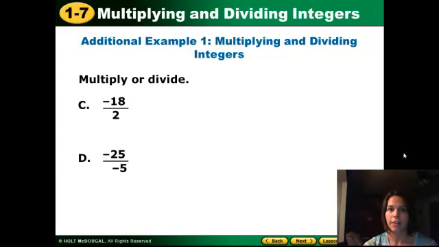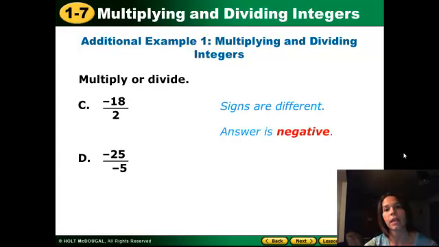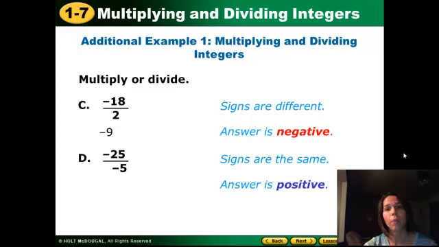On the division side of things, I follow the same rules. For C, negative 18 divided by 2, my signs are different, so I know my final answer is going to be negative. I would go ahead and write that negative sign in right away so that I don't miss it. 18 divided by 2 is 9, and you already have that negative sign hopefully written in. For part D, negative 25 divided by negative 5, my signs are the same. My final answer is going to be positive. If you want to, at this point, go ahead and write that positive sign in just to keep it straight in your head, and then do the division. 25 divided by 5 is 5.